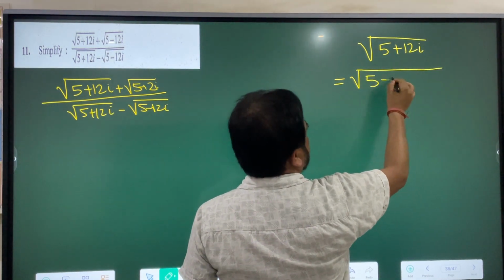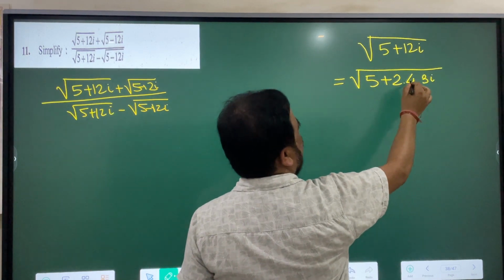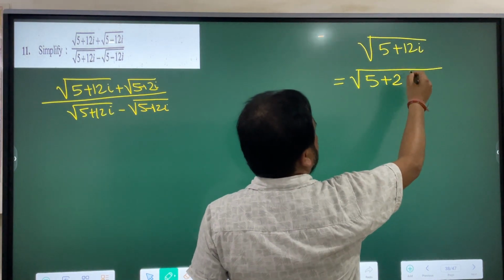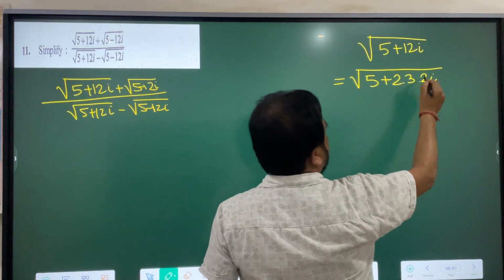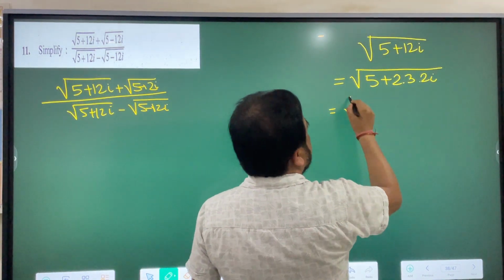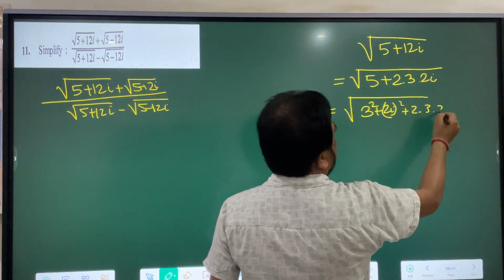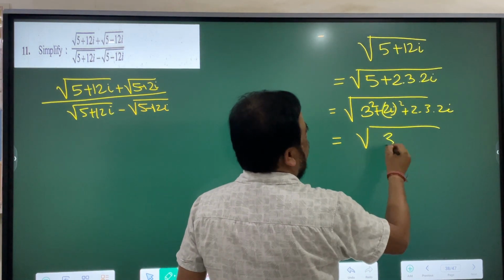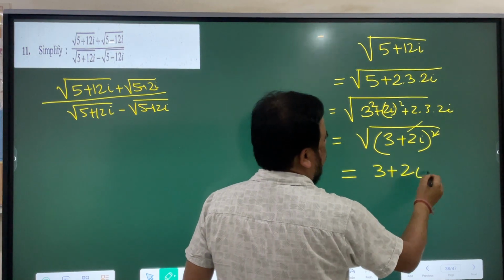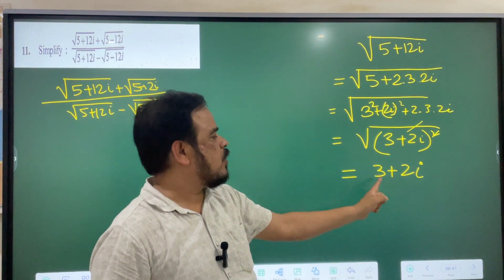Same process. 2 into 3 into 2i. 2 times 3 is 6, 6 times 2 is 12, correct? Now a square plus b square plus 2ab, so a plus b whole square. The square root cancels. What is left? 3 plus 2i. Very simple. The square root of 5 plus 12i is 3 plus 2i.